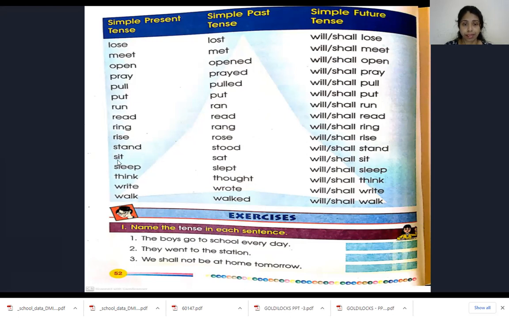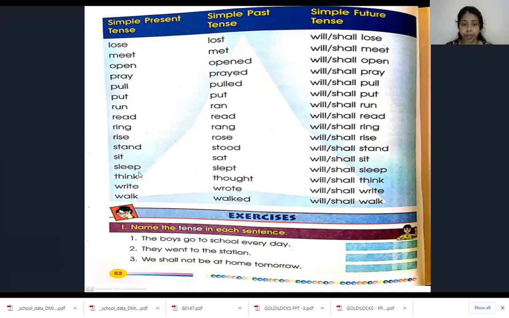Next word is sit. Present form, it will be sit. But for the past form, it will be sat. Sit, sat. And in the future form, it will be will sit or shall sit.